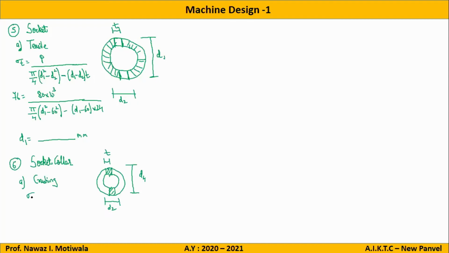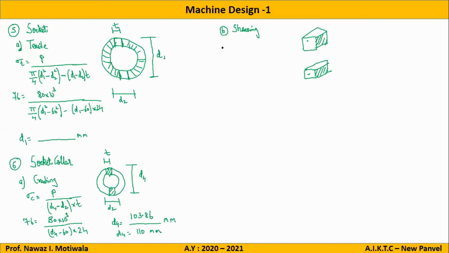So sigma c is equal to P divided by, if I take this lengthwise, d4 minus d2. Actually it is r4 minus r2, but as it is on both sides, it will be 2 times (r4 minus r2), which becomes d4 minus d2, multiplied by t. And the only unknown in this equation is what? Diameter of socket collar, that is d4. And what's the answer for this? 103.86. So let me approximate it to, let us say, d4 equal to 110.